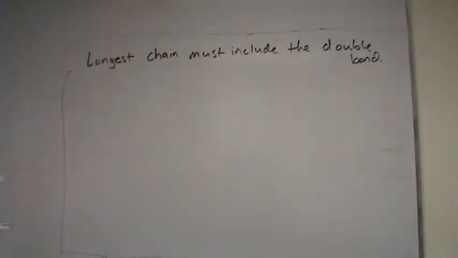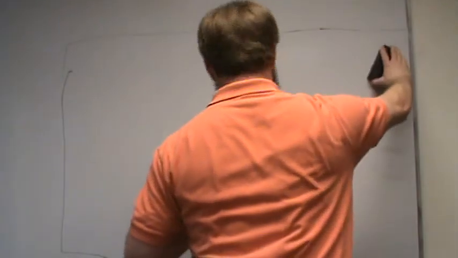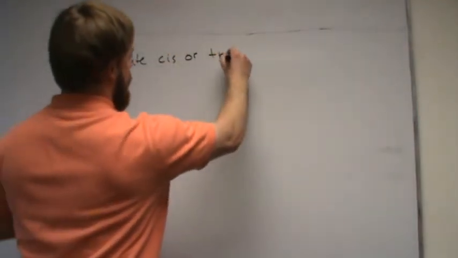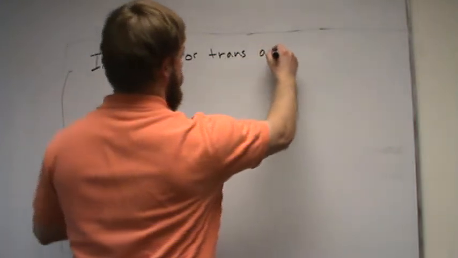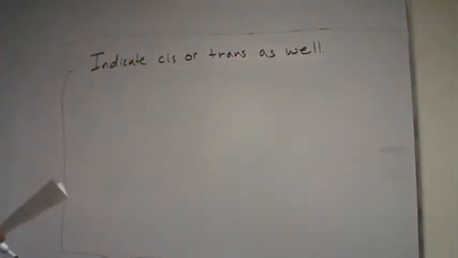Okay. So now the next thing is remember a double bond can be in cis configuration or trans. We've got to let everyone know if it's cis or trans. So we indicate cis or trans as well.